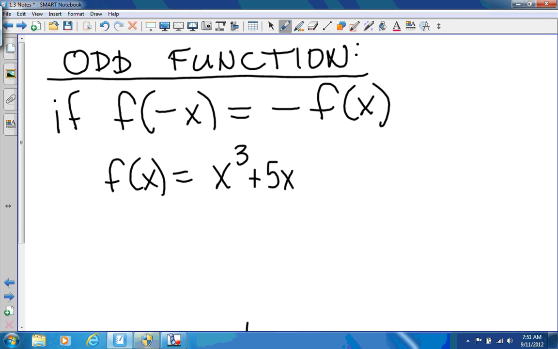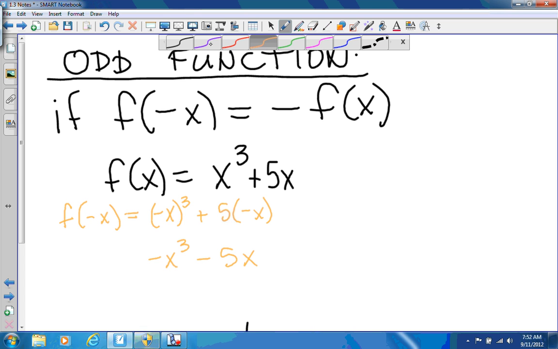Then there's an odd function. An odd function, if you figure out what f of a negative x is, that will equal exactly the opposite of what f of x is. So here's f of x, and if we substitute a negative x into this, you would get (-x) to the third plus 5 times the negative x. And when you take a negative and cube it, you would still get a negative x to the third. And then the 5 times the negative x would be minus 5x. So this is what f of negative x is.